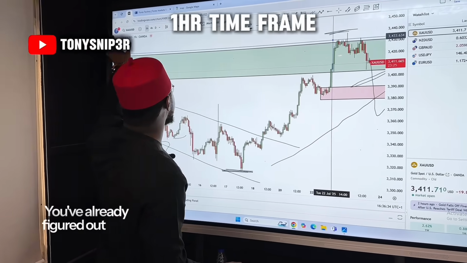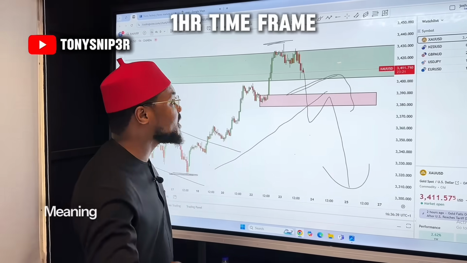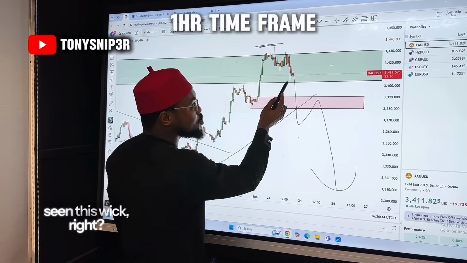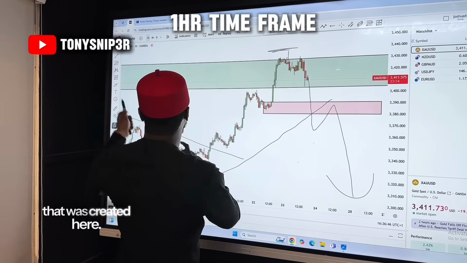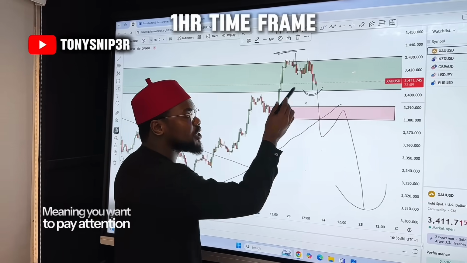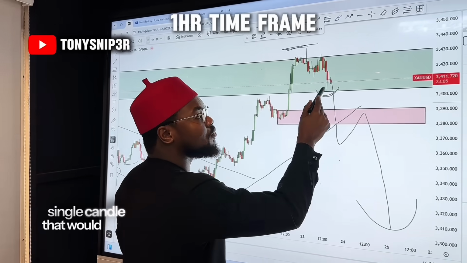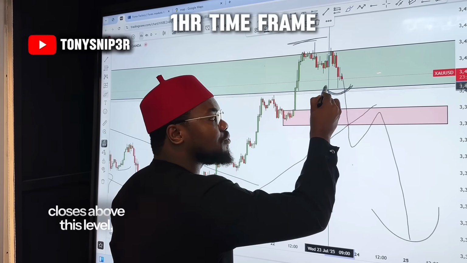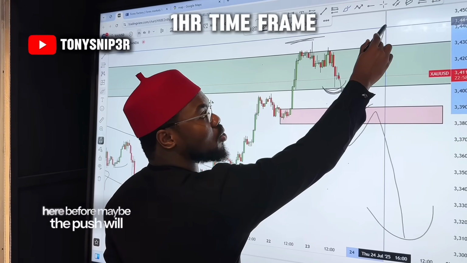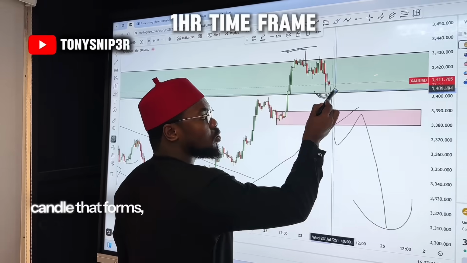You've already figured out that this market, if it breaks below here, you should be looking for sell. Meaning, what would you do as a smart trader? You've already seen this wick, right? You've already seen this wick that was created here on gold. Meaning, you want to pay attention to how this market will react here. You want to make sure that every single candle that forms closes above this level. Because any candle that closes below here will come back here before maybe the push will continue. Do you understand? So you always want to make sure that every candle that forms closes below here.